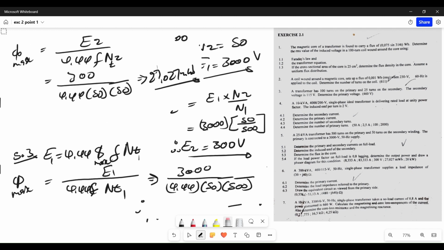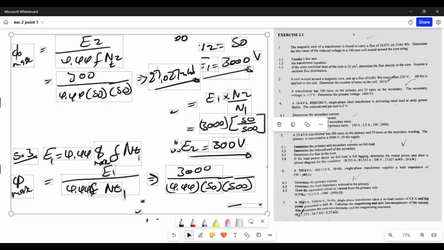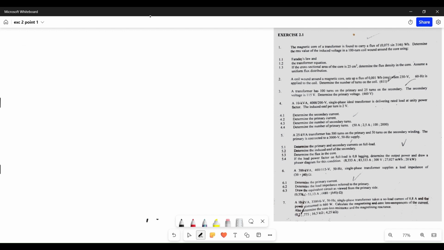We can move to question 5.4. If the load power factor on full load is 0.8 lagging, determine the output power and draw a phasor diagram for this question. Alright, 5.4.